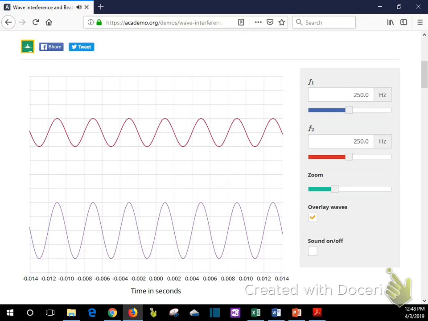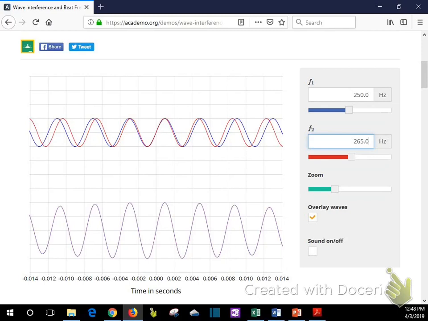But let's say these two source frequencies were ever so slightly different. Now that the red wave has a slightly higher frequency, that means it has a lower wavelength. At this point, we have constructive interference just like we did before. However, because blue has a higher wavelength, it eventually stretches out ahead of the red wave.